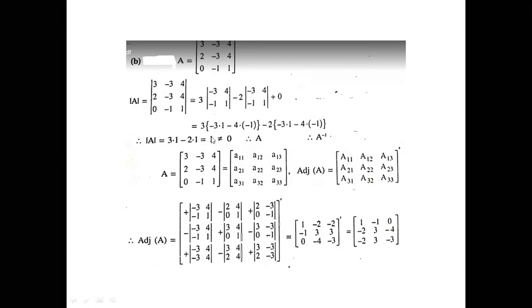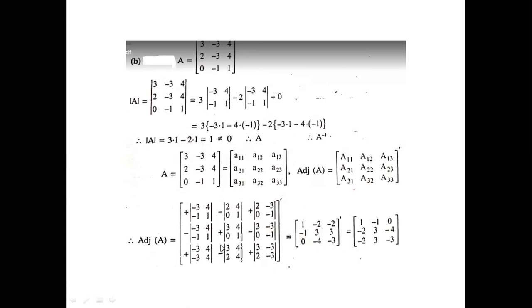So minus 3, 1, minus 4, minus 1. Minus 3 multiplied with 1, minus 4 multiplied with minus 1. After simple addition, we can find 1. So the determinant of A is 1. It is not equal to 0, so A inverse exists.